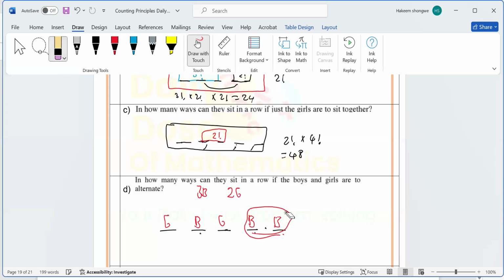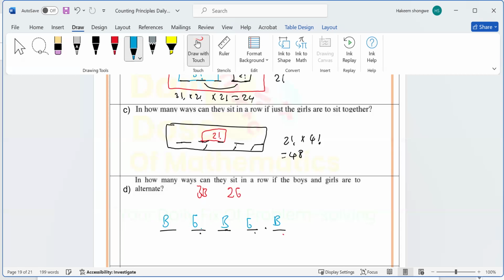So the ones which are more, we're going to start with them. Now let's check if we start with a boy. So we're going to put a boy here. Boy number 1. All in all, we have 3. Then we put a girl. And then we put another boy. Now we have used 2 boys. And then we put another girl here, and then we put another boy.